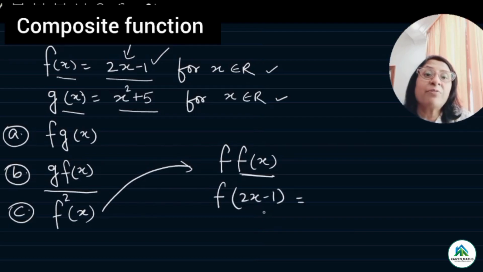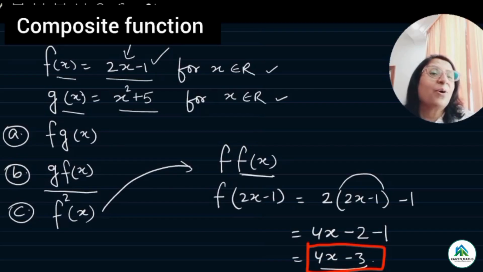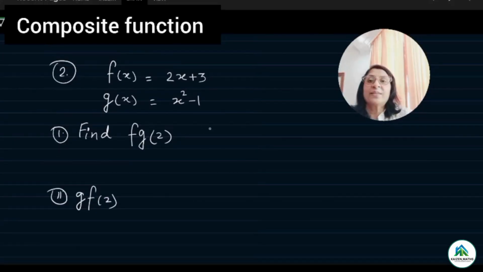Now at the place of x, what we will write? 2x minus 1. So here 2 multiplied by 2x minus 1, okay, and minus 1, right? Now 2 2s are 4x, and 2 multiplied by minus 1 is minus 2 and minus 1. So what will be our final answer? 4x minus 3.